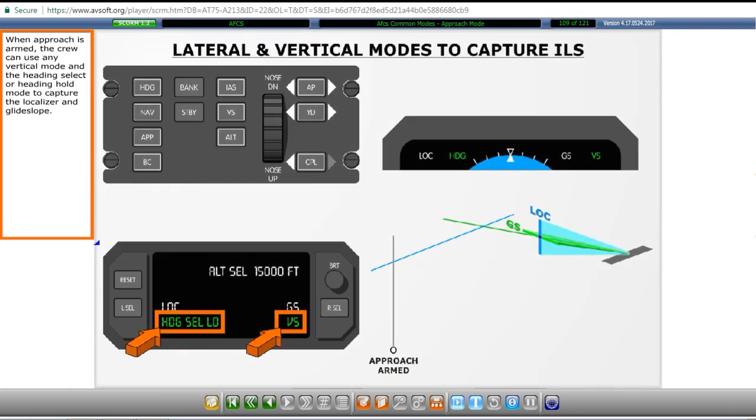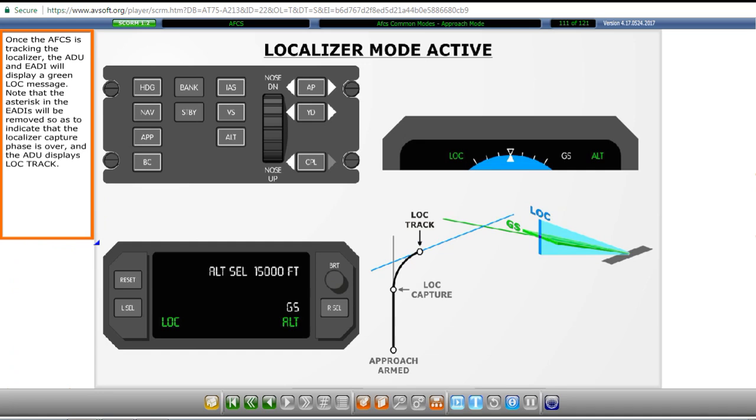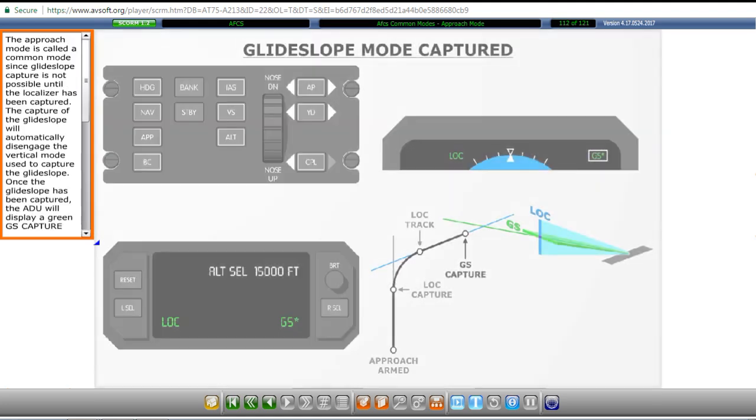When approach is armed, the crew can use any vertical mode and the heading select or heading hold mode to capture the localizer and glide slope. Capture of the localizer will automatically cancel the selected lateral mode. Localizer capture will be displayed on the ADU, and a green localizer with an asterisk will be displayed on the EADIs. Once the AFCS is tracking the localizer, the ADU and EADI will display a green localizer message. Note that the asterisk in the EADIs will be removed so as to indicate that the localizer capture phase is over and the ADU displays localizer track.